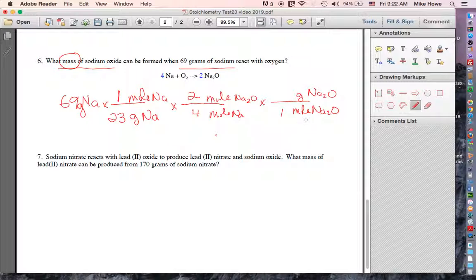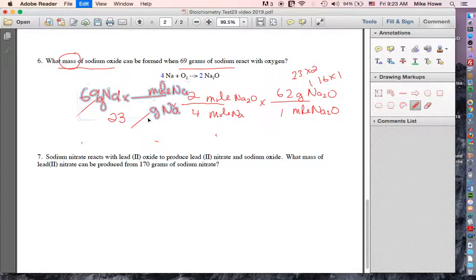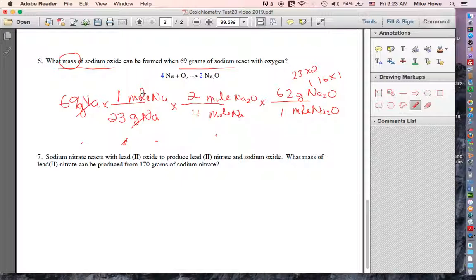One goes in moles, and the number of grams would be sodium's 23, but there are 2 atoms of sodium, so 23 times 2, 16 times 1. So that's 46, and 16 would be 62 grams per mole. Notice that units that are gone include grams of sodium, gone. Moles of sodium, gone. Moles of sodium oxide, gone. So I just end up with grams of sodium oxide.